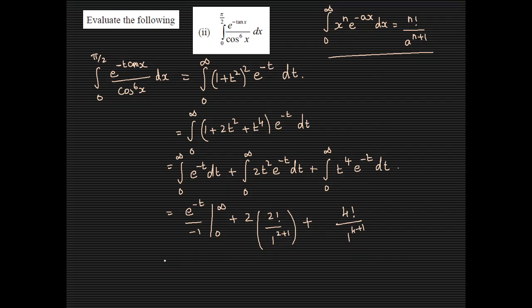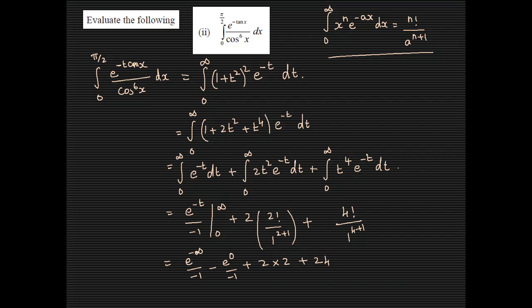Okay, so we need to simplify this. So it is e power minus infinity divided by minus 1, and then e power 0. Okay, so you are getting e power minus infinity minus e power 0, divided by minus 1. Okay, plus 2 into 1 power anything is 1, so denominator will be 1. 2 factorial is 2, plus here 1 power anything is 1. 4 factorial is 24.